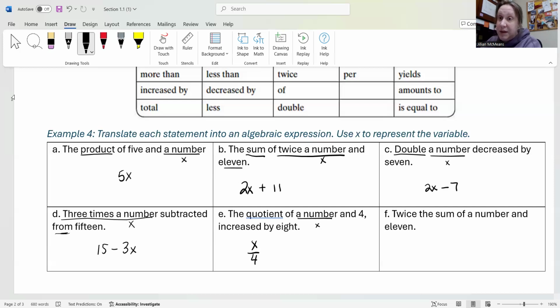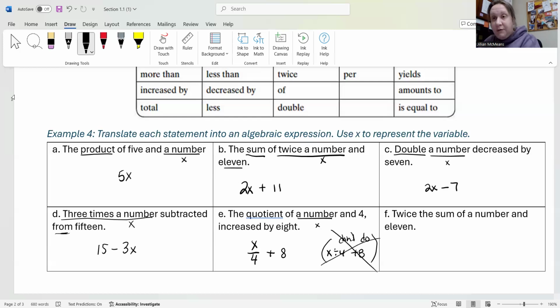So increase would mean add. So we're going to take x over 4 and we're going to add 8. So again, what you would not do is write this as x divided by 4 plus 8. You wouldn't write it like that at all, okay? So this would be like what not to do. You want to write that quotient of x and 4 as x over 4 in fraction form.